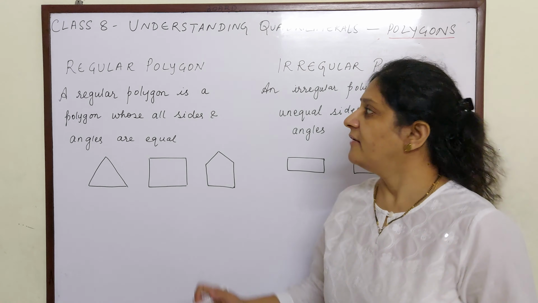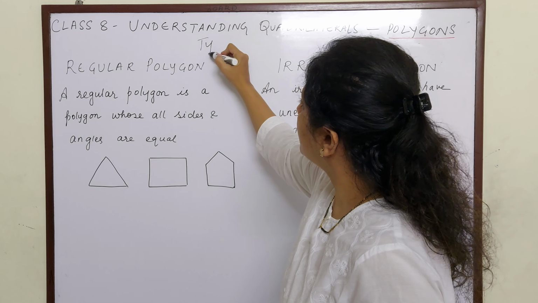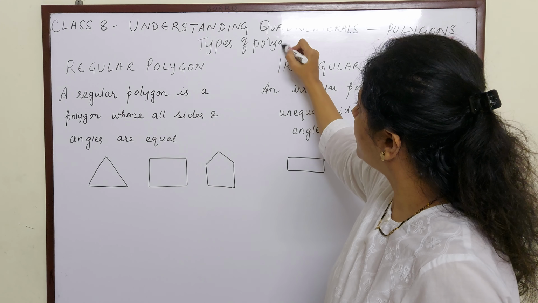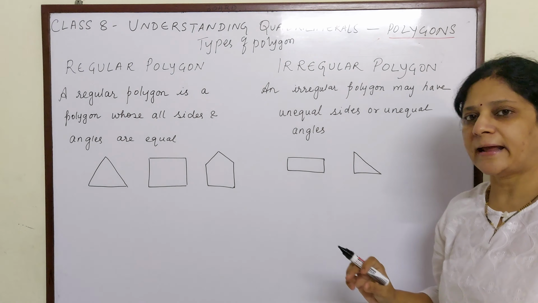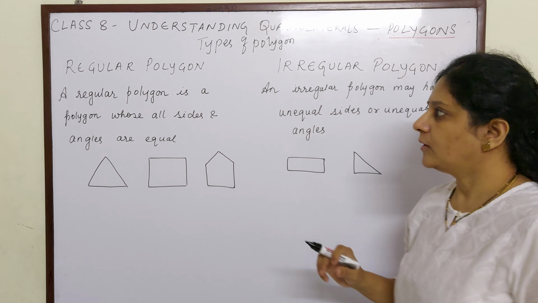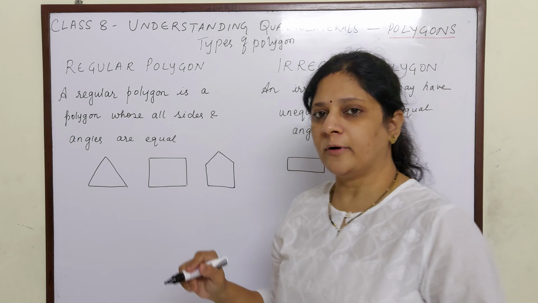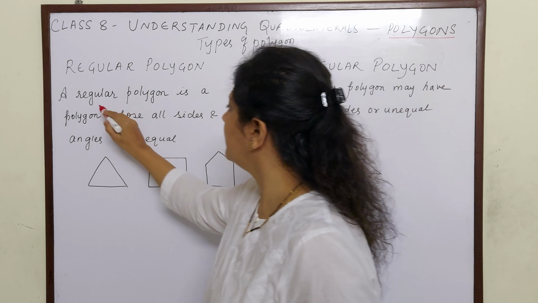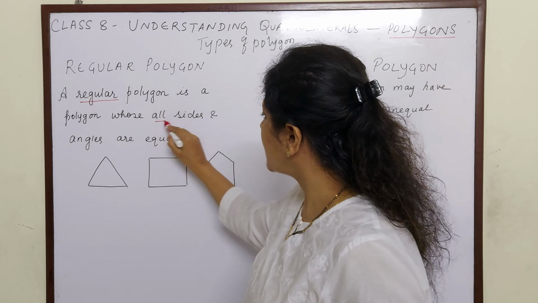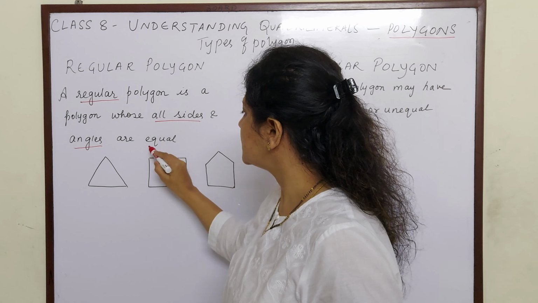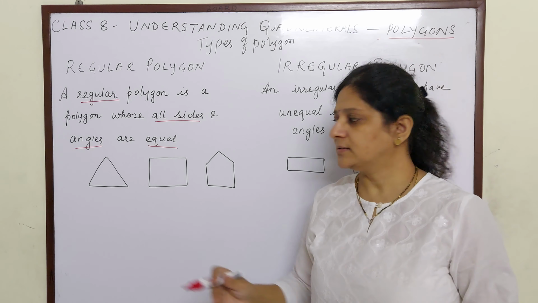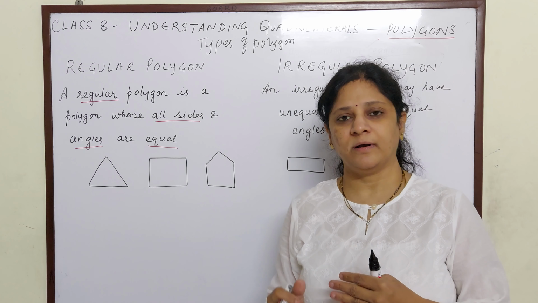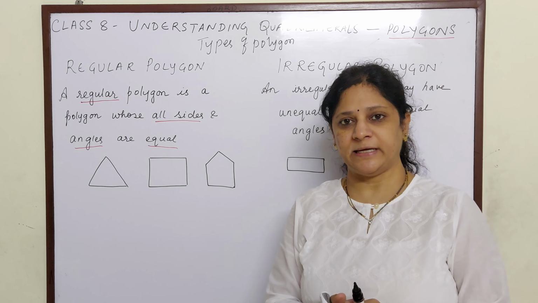Now children, we are going to learn what the types of polygon are. The first type is regular polygon and the second type is irregular polygon. So what is a regular polygon? A regular polygon is a polygon where all sides and angles are equal. That means it will be a closed figure. The sides will be equal and even their angles will be equal.